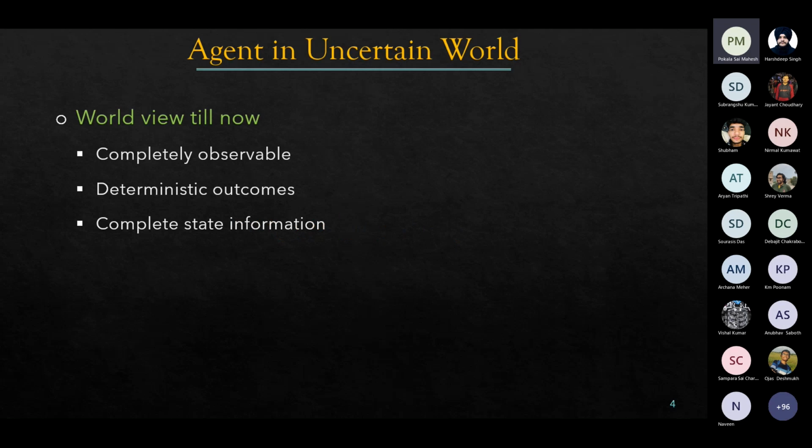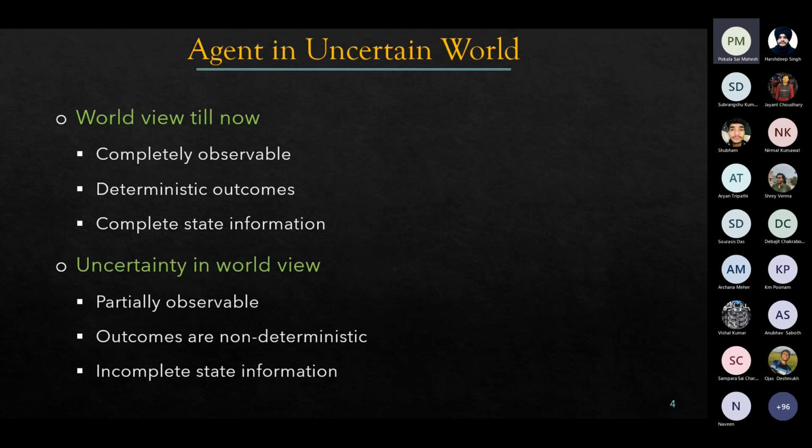As I have mentioned, till now we have had the world view that the world is completely observable, that outcomes are deterministic, and that while we define a state, the state has complete information. You know that if I do this, I'm bound to get to a particular state, right? But life is not that easy. First of all, the world is partially observable. The outcomes may not be deterministic, and in many cases you do not have the complete state information, right?